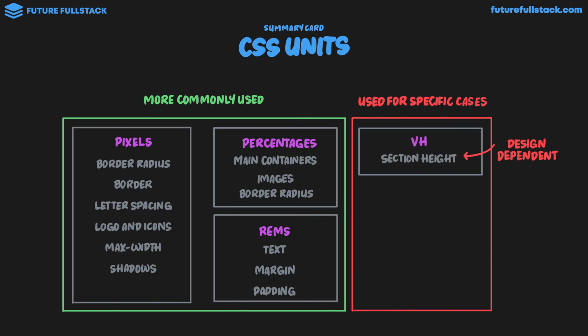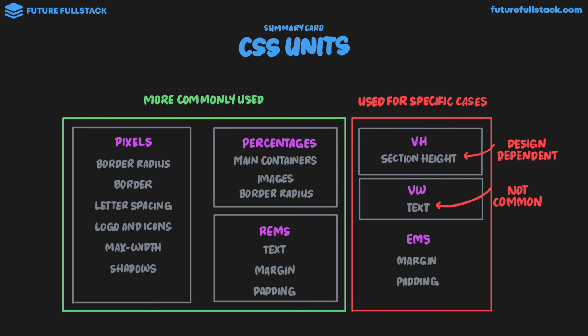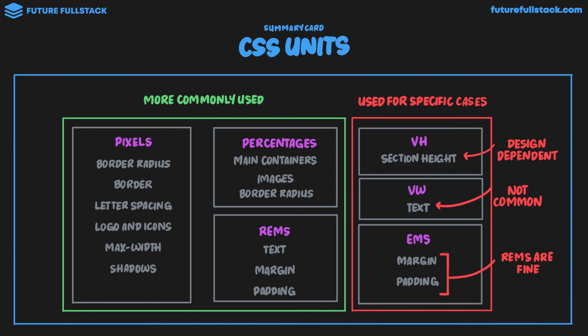Let's now look at units used for specific cases. They include VH units, VW units, and finally EMs, which can be used on margin and padding. But as we've discussed, rems are totally fine to use. Now in the description below, I have a comprehensive video going through the topic of CSS units, where I cover all of these units: pixels, percentages, rems, EMs, VH, and VW units. But I just wanted to finish this video off by providing some context of how rems and EMs fit into the bigger topic of CSS units.